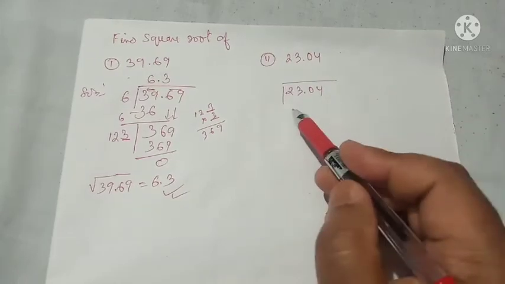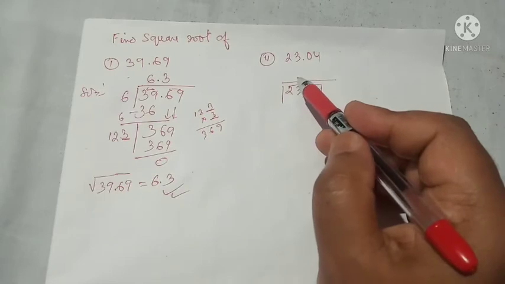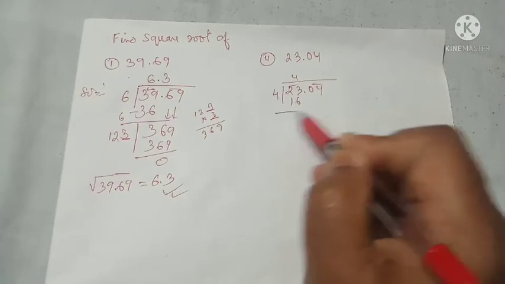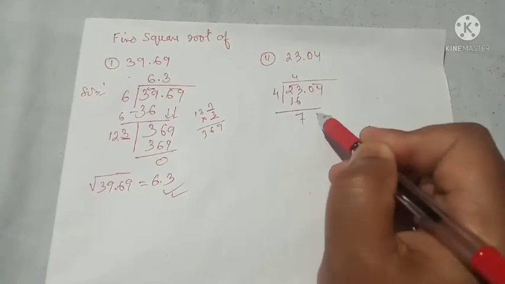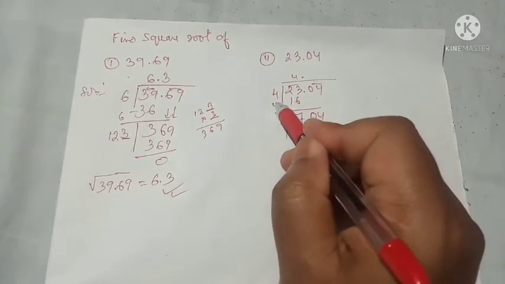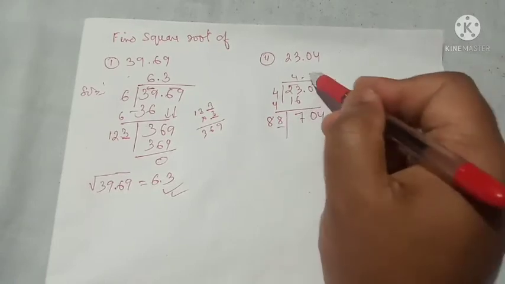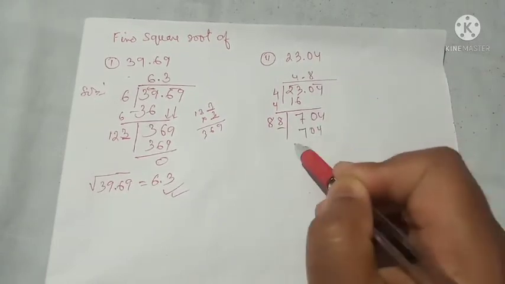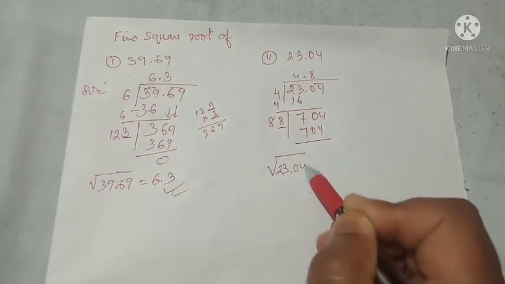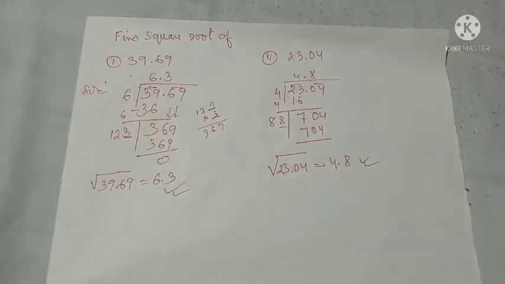Look here, 23. The digits are same. 23 means 4 4s are 16. Okay, 4 16. New numbers. That is, the answer is 7. You put down 04. You will get a decimal point here. 4 4s are 8. And what will be the new number? The new number will be 8. 48704. So the square root of 23.04 is 4.8.